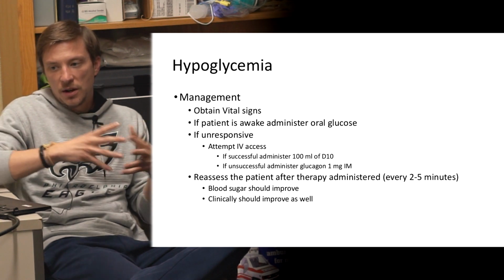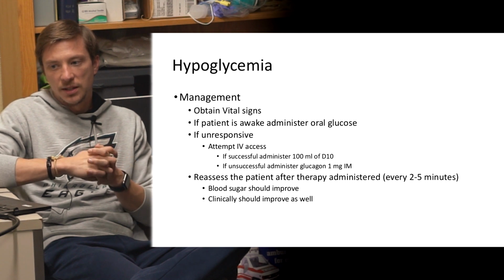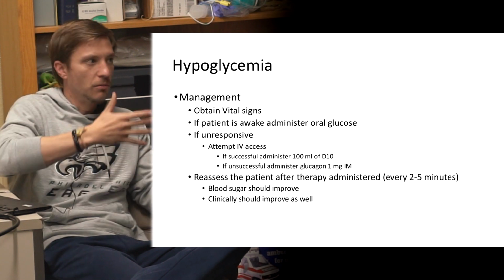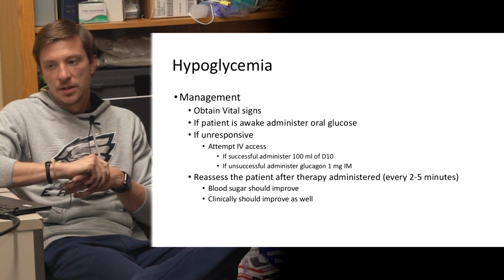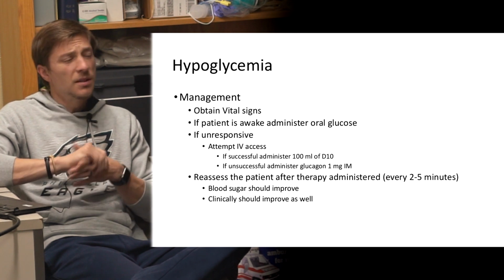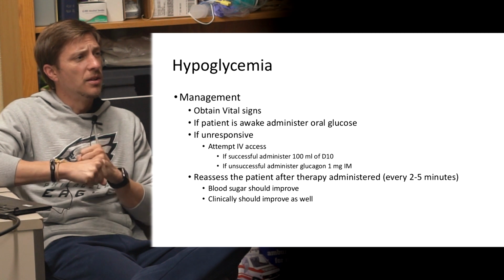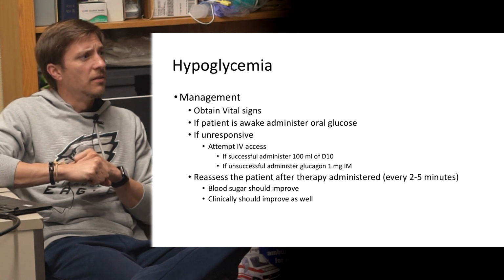And then obviously if the IV is unsuccessful after that one attempt, it's just the protocol the way it was before, so just the IM dose of glucagon. Any other questions about the D10 and the IV and stuff?